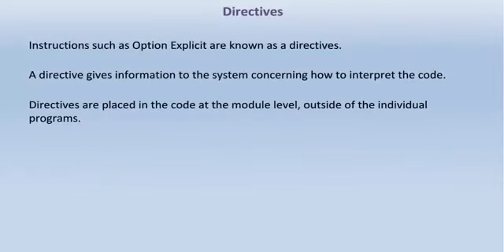Directives. Instructions such as option explicit are known as directives. A directive gives information to the system concerning how to interpret the code. Directives are placed in the code at the module level, outside of the individual programs.